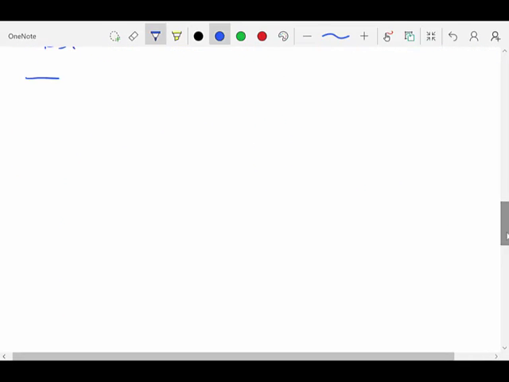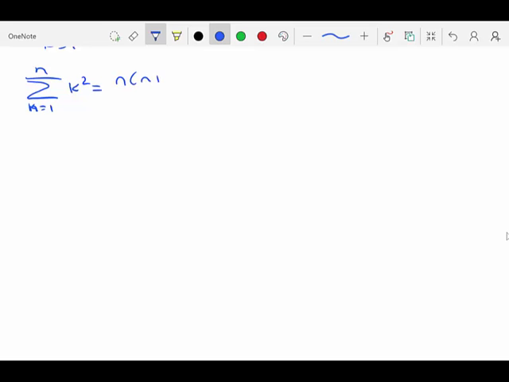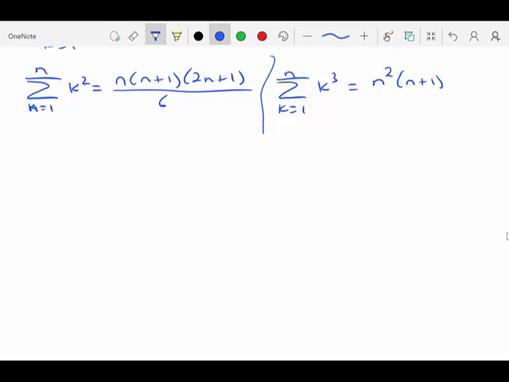There are two other formulas that we will take advantage of. That is that the sum as k goes from 1 up to n of k squared is equal to n times n plus 1 times 2n plus 1, all divided by 6. We're going to look at an example of this in a second. And the sum as k goes from 1 up to n of k cubed is equal to n squared times n plus 1 squared, all divided by 4.